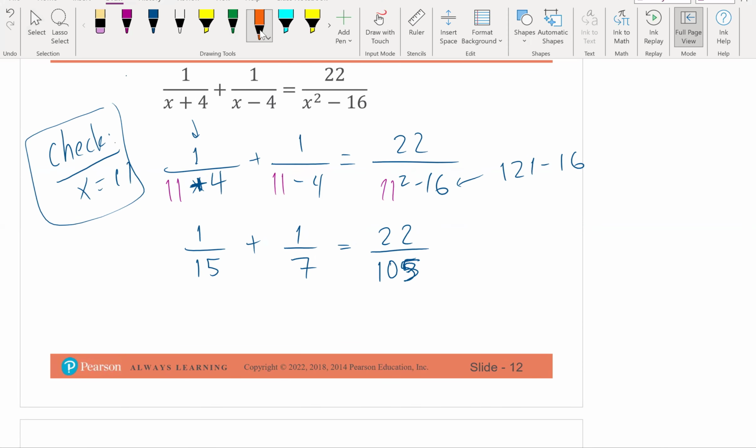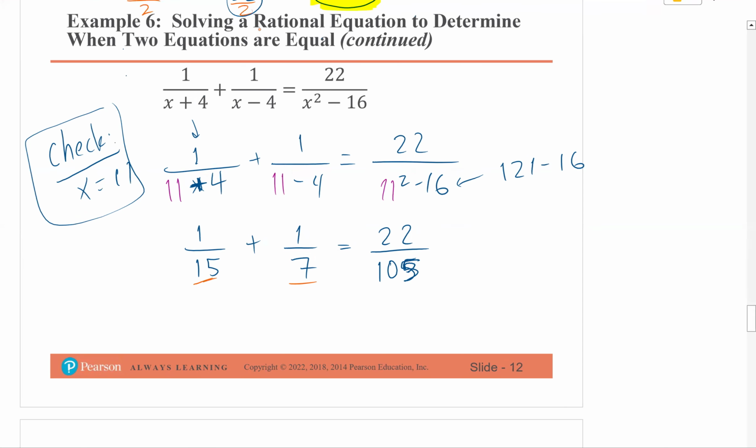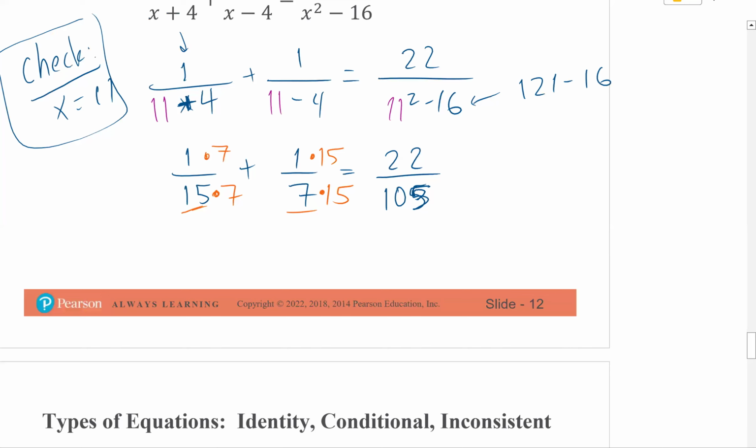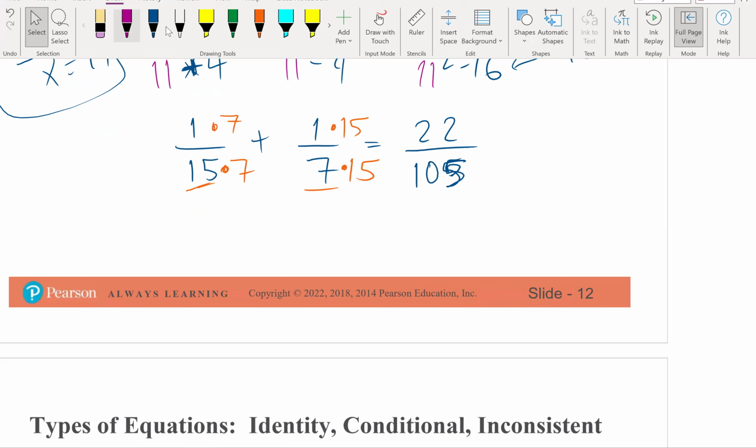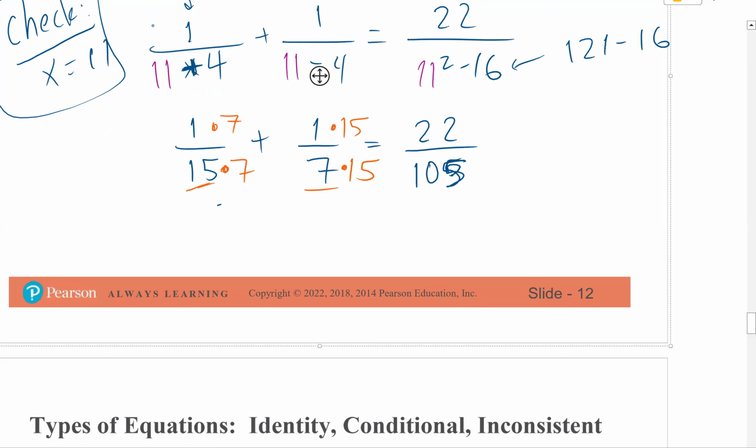I need to find a common denominator between 15 and 7. This needs to be multiplied by 7, and this needs to be multiplied by 15. Sometimes, like with 15 and 7, they have nothing in common. If there are no primes in common or no variables in common, you basically multiply them by each other, top and bottom. So this becomes 7 over 105. Interesting that happens to be the same denominator over here. And then plus 1 times 15 is 15 over 7 times 15, which we just did, 105.